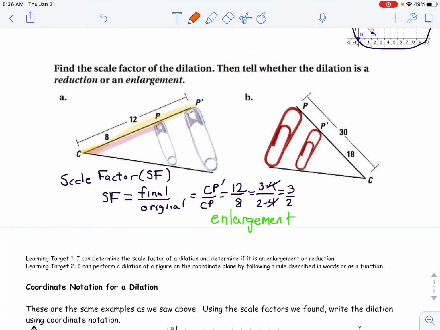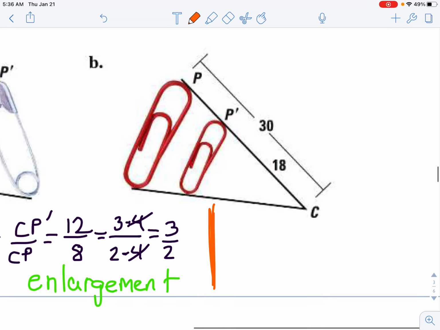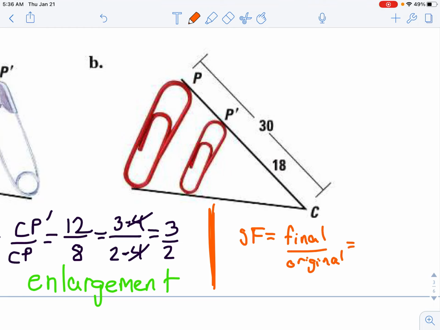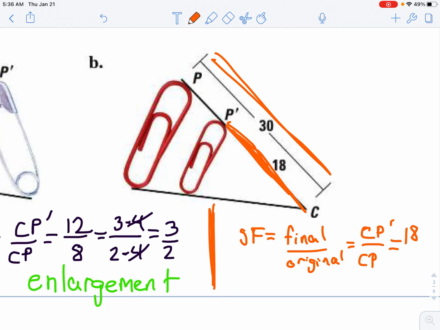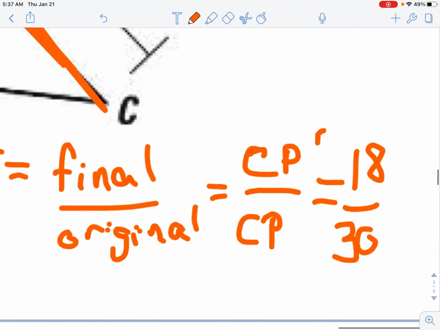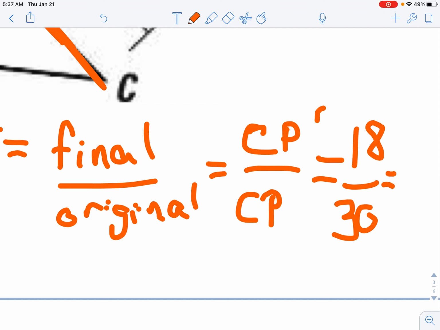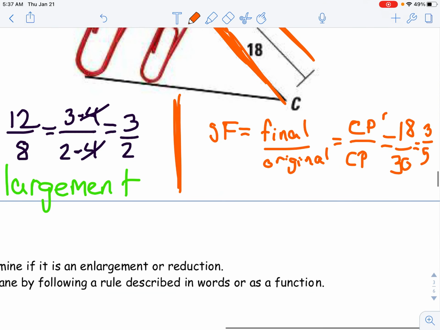Again, use common sense. That's something I like about geometry. It's a lot of common sense. Same thing over here, scale factor. It's going to be final over original. So what's the final length? Let's even write C to P prime, C to P. Notice how the final length C to P prime is 18. And then the original length was 30. So 6 factors out of both of these, it's 3/5. So the scale factor is 3/5. That means it's a reduction.